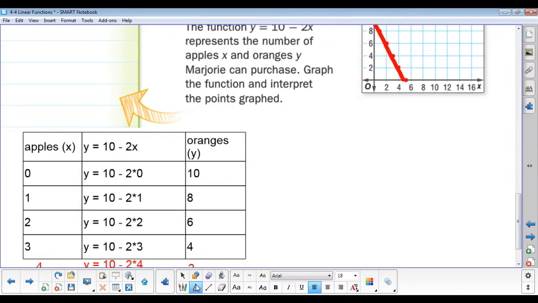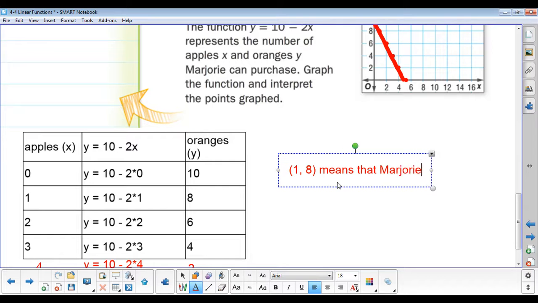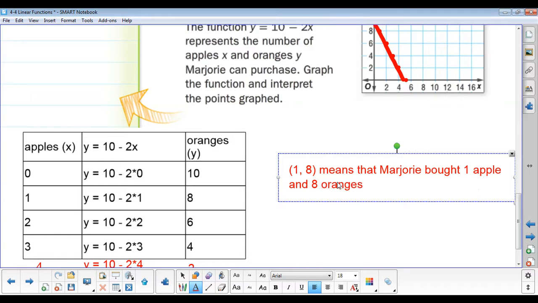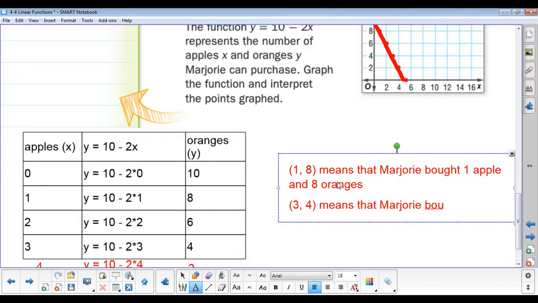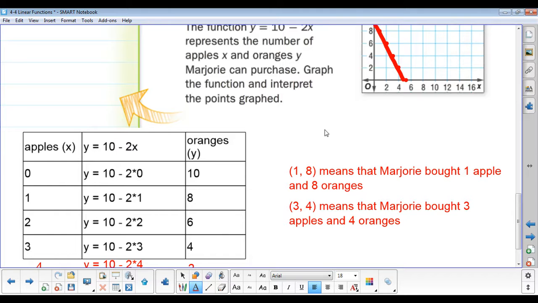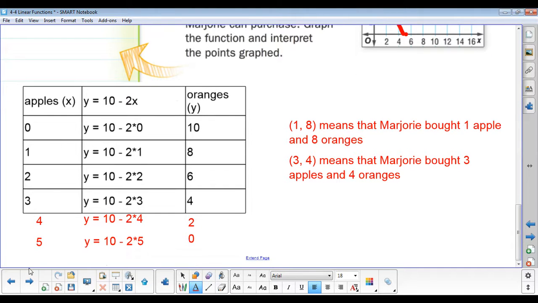The last thing we need to discuss quickly is, what do these mean? Well, for example, if I take the point 1, 8, it means that Marjorie bought 1 apple and 8 oranges. And notice that costs $10. The point 3, 4 would mean that Marjorie bought 3 apples and 4 oranges, which also costs $10. So when they ask us to interpret our points, that's what they're asking us to do.